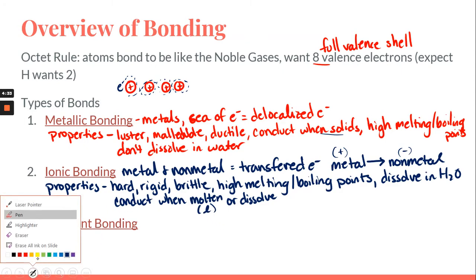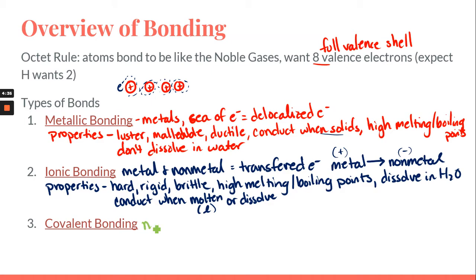Covalent bonds are simply between nonmetals. So we have metals, metal and nonmetal, and then just nonmetals. Now when nonmetals bond, they share electrons. And so it's because of this sharing of the electrons that we get the properties of covalent bonding.